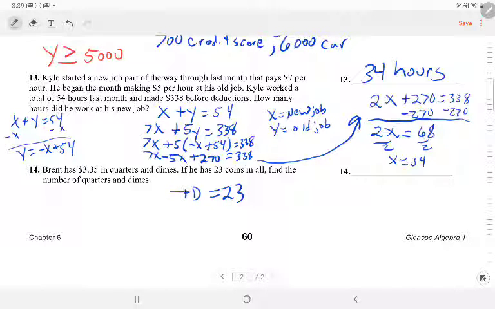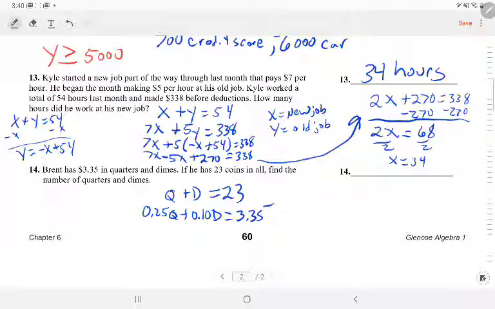Okay? All right. So we also know that quarters cost 25 cents each. So 0.25Q plus, we know dimes are 10 cents each, right? So 0.10D, and if we add those together, we get a total of $3.35. Look there, we have two equations now. Now we can solve this thing. We could do the same thing if we wanted to. We could use substitution. Sounds good to me.